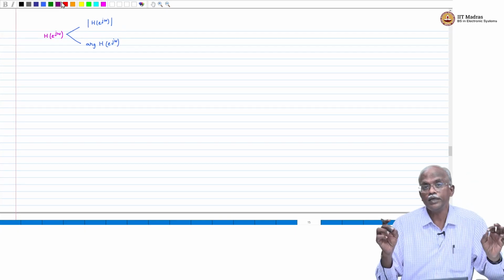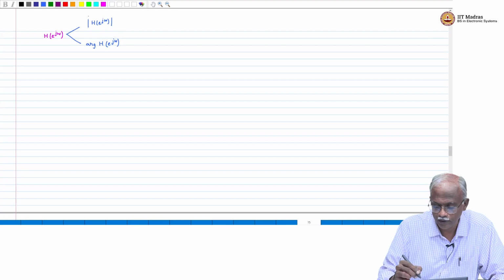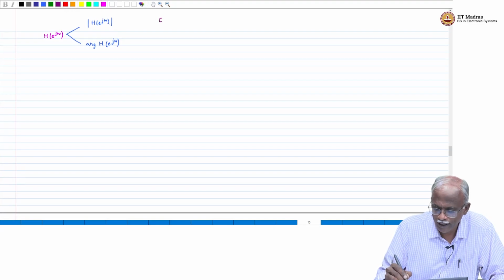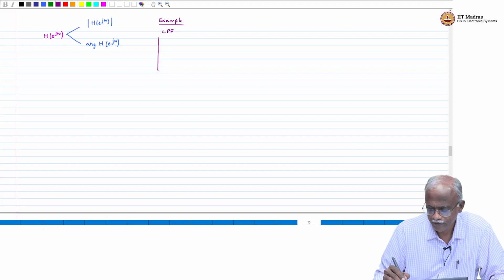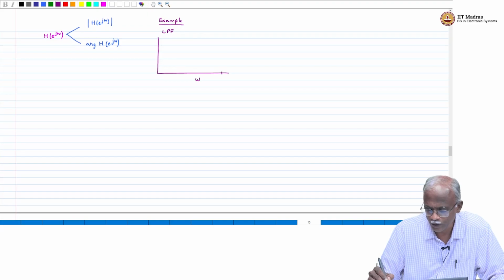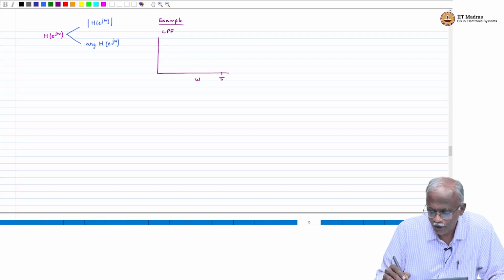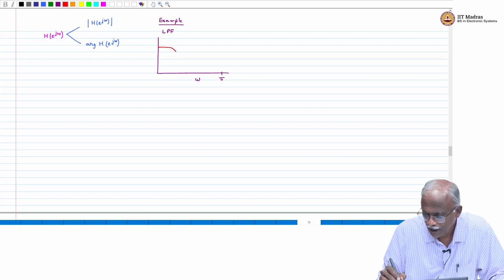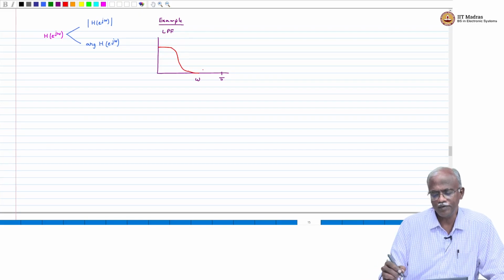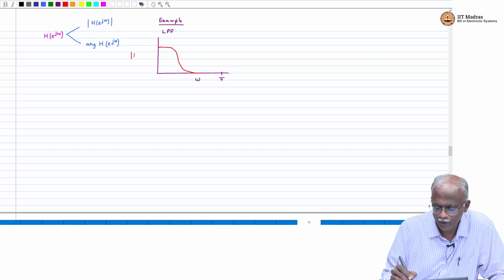Now, how do we typically plot the magnitude response? So supposing, for example, we want to look at a low pass filter. A low pass filter, if you plot with respect to omega, typically you will plot it from the range 0 to pi. Typically what you will see is that there will be some frequencies that will be passed, and then the low pass filter will come down, and then you will see behavior like this. So this is magnitude of H e of j omega.